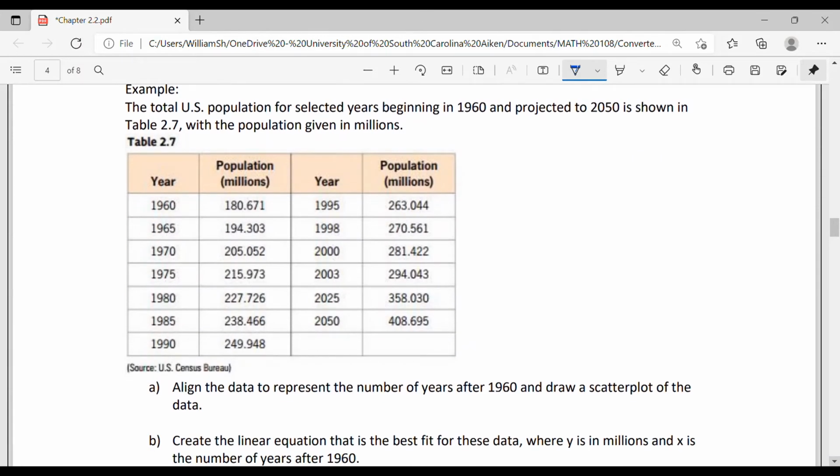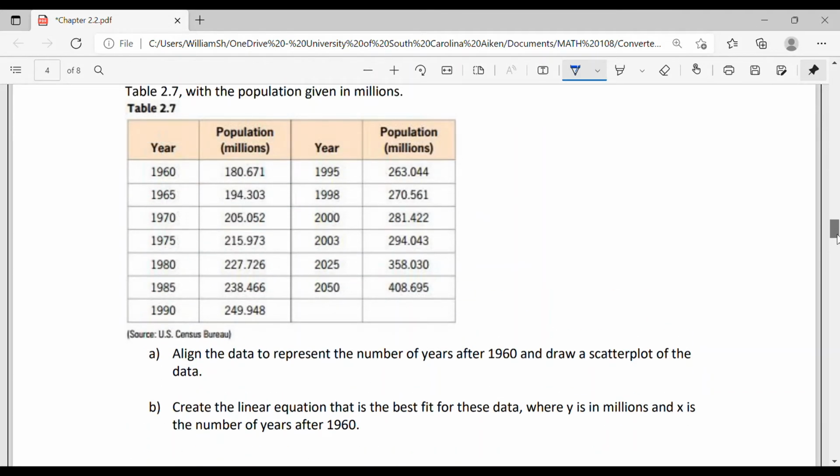So in the next question it says the total U.S. population for selected years beginning in 1960 and projected to 2050 is shown in table 2.7 with the population given in millions. Okay, so we have our data here from 1960 all the way to 2050. A says align the data to represent the number of years after 1960 and draw a scatter plot of the data. B says create a linear equation that is the best fit for these data where y is in millions and x is the number of years after 1960.